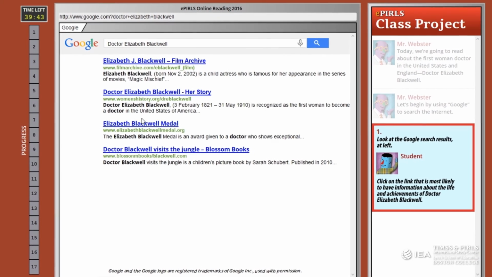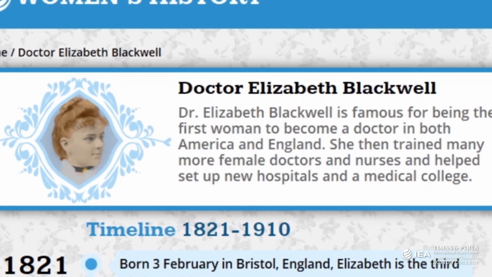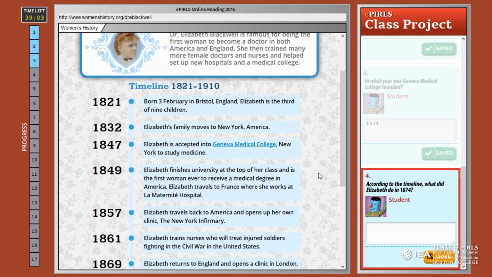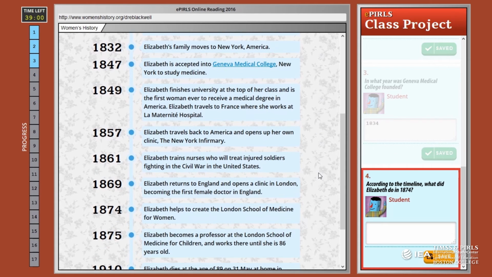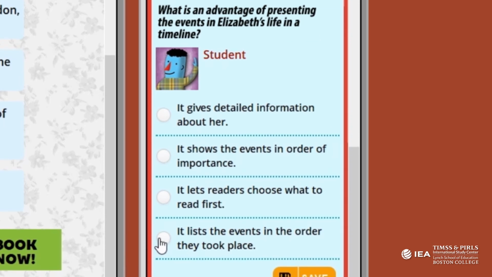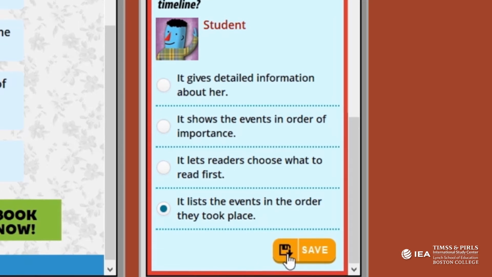In a history project, students learn about Dr. Elizabeth Blackwell, the first woman doctor in the United States and England. They begin by scrolling through a timeline chronicling her life and are asked questions about several events in her life, such as this constructed response question about what she did in 1874, and this multiple-choice question about the use of a timeline to convey information.